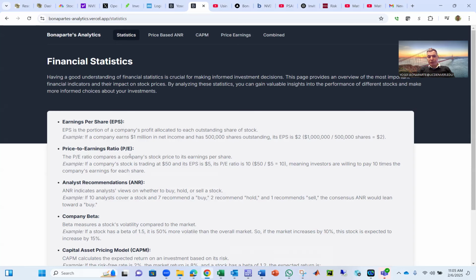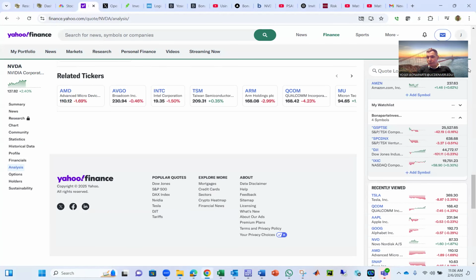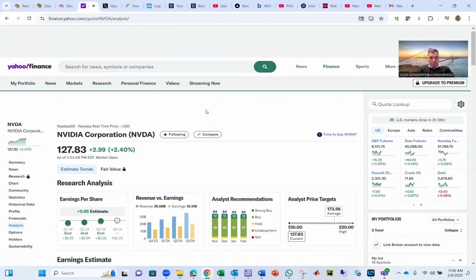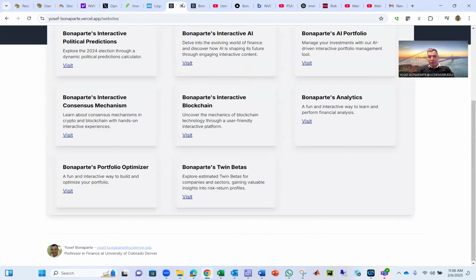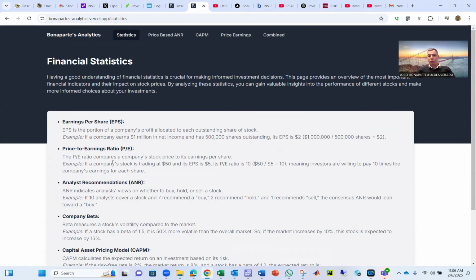Price to earnings ratio, the PE ratio, we call it. Suppose the price for the company is $50. For example, NVIDIA today, how much is the price of NVIDIA? 127. We go back to our case, price to earnings. You see the company price, and you divide it by the earnings. So the price to earnings ratio is 10. What does that mean? For every $1 of earnings for NVIDIA or Apple or any company, investors are willing to pay $10 for this $1 of earnings.